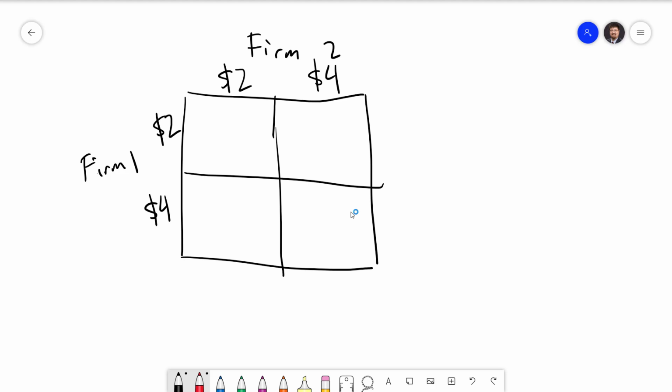If both price at $2, they each make a profit of $60. If they each price at $4, they each make a profit of $80. If Firm 1 undercuts Firm 2, then they get a profit of $120, while Firm 2 gets nothing. And if the opposite happens, and Firm 2 undercuts Firm 1, they get $120 profit, and Firm 1 gets nothing. I covered the derivation of these numbers back in the game theory videos.